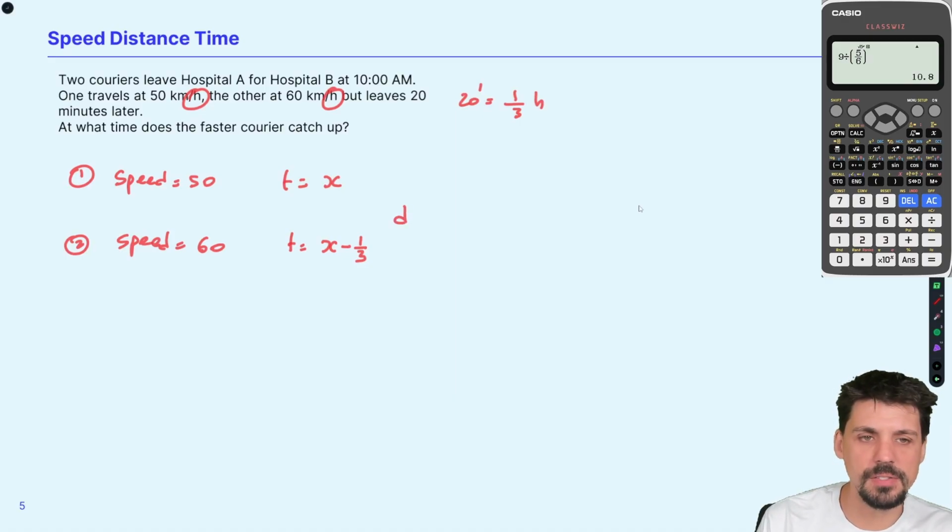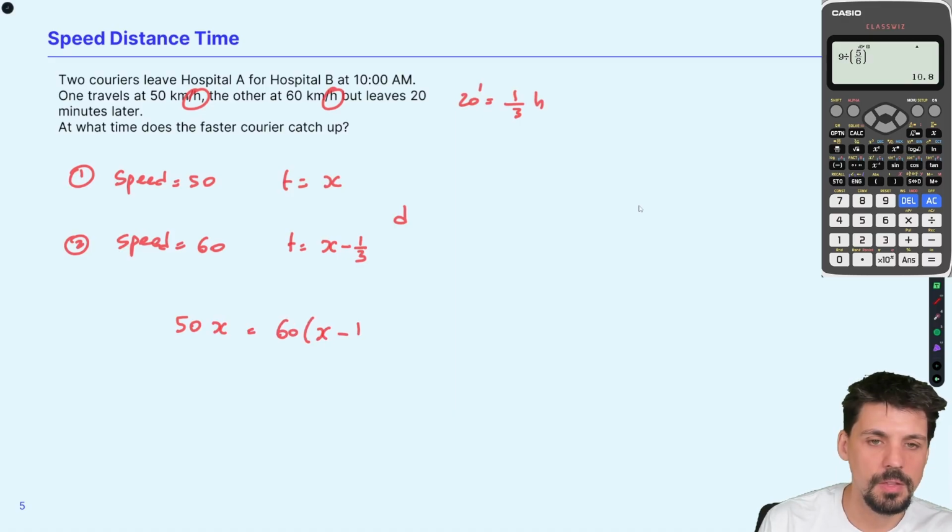So how do we find distance? We go back to our very first page with our formulae. Distance is speed times time. So speed times time is equal to speed times time. Now we can make our lives a little bit easier here. Divide both sides by 10. To get 5x is 6 times x minus a third.